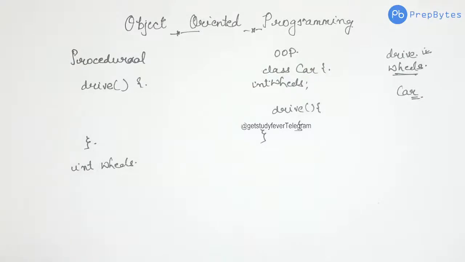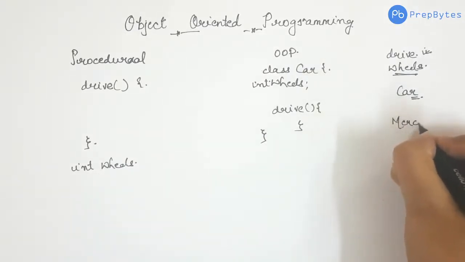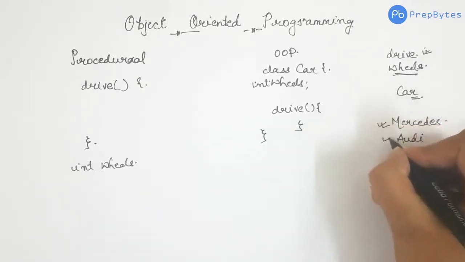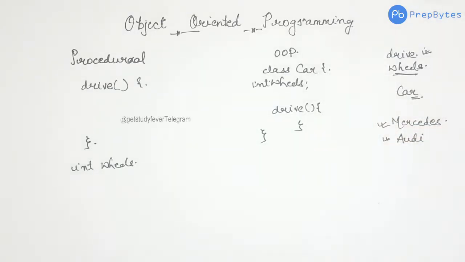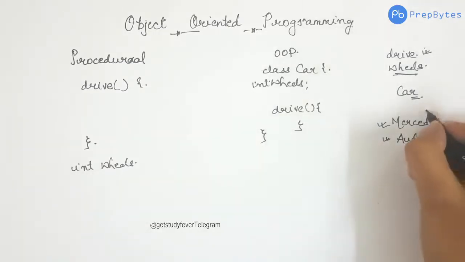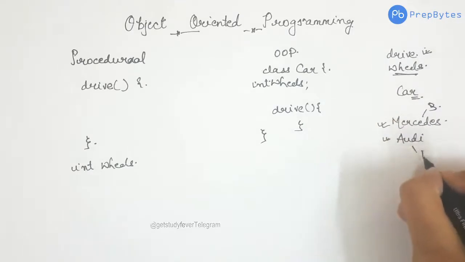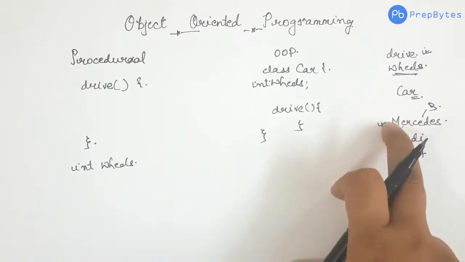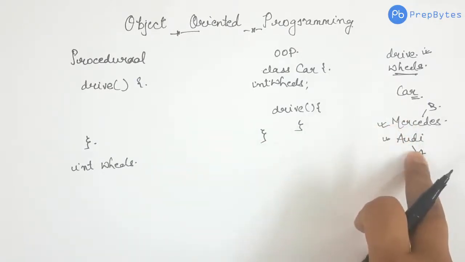Now let's try to understand which of them is better and more powerful, or why we need an object-oriented programming language. Let's say a use case comes to design two cars, Mercedes and Audi. Now you have to design two cars, and these two cars will have different ways of driving, and the number of wheels will also be different. Let's say hypothetically Mercedes will have 3 wheels and Audi will have 4 wheels. Obviously this is hypothetical. Mercedes has its own way of driving and Audi has its own way of driving, and both have a different number of wheels.